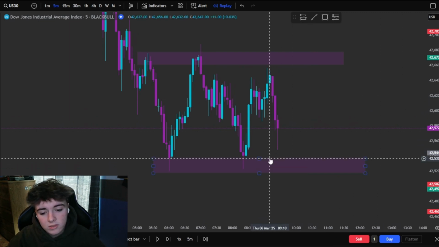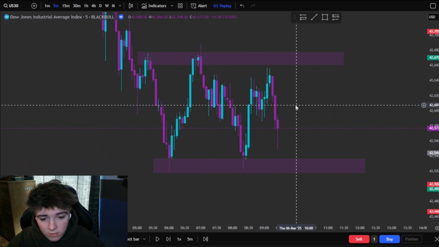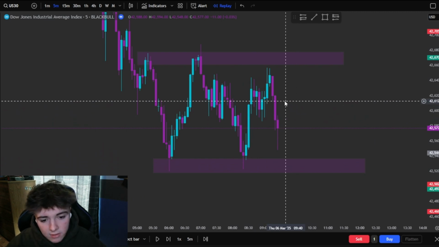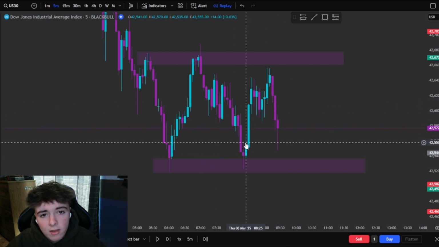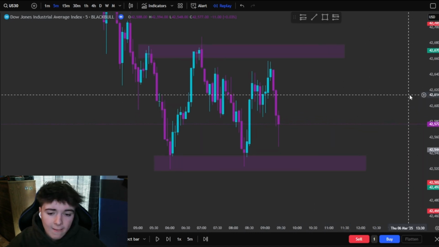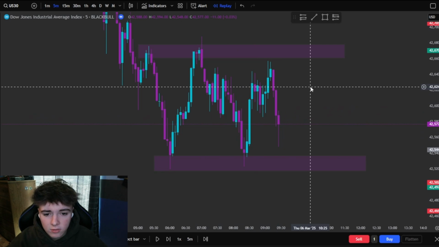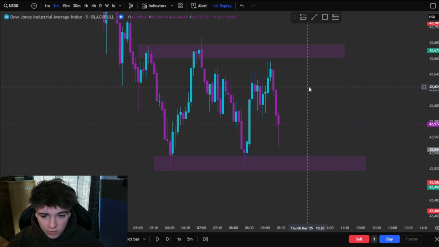Or would it make more sense for it to push down here and possibly wick out this area again? From market experience and everything, that tends to happen a lot. That's why a lot of people like to target the bodies of the candles. Sometimes in certain situations it is better to target the wicks, waiting for it to push past certain wicks, because that's going to prove that price is going to continue to go lower or continue to go higher.